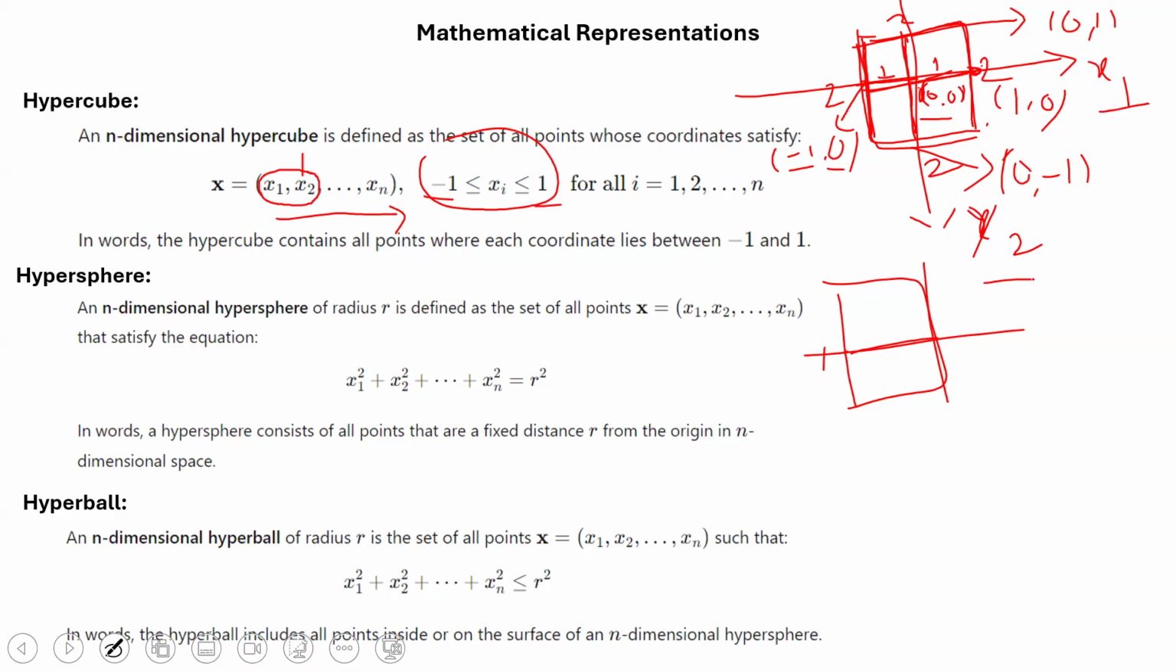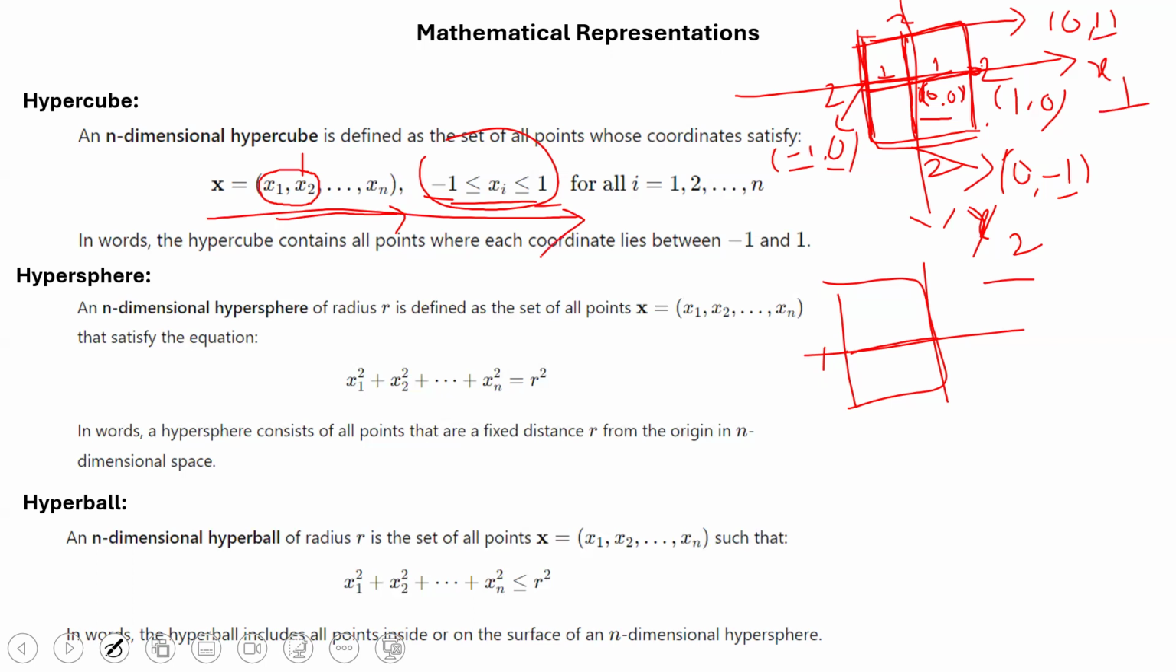So when you come to x2, again the points are 0, comma minus 1 and 1. So they are also falling within minus 1 less than or equal to xi less than or equal to 1. That is what the mathematical representation of a hypercube actually looks like.